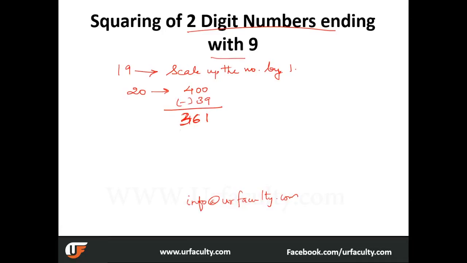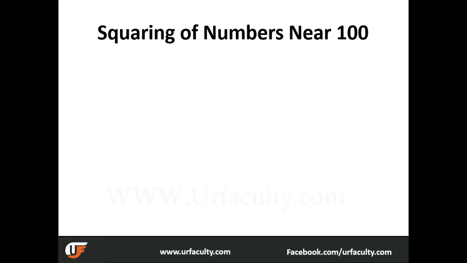So, let's try with another example. 29 square. Now first step is to make it 30. So 30 square is what? 900. And adding 29 and 30, what do you get? You get 59. Now the next step is to subtract 59 from 900, and that's very simple. You need to basically make it 841. So this is the technique for squaring of two-digit numbers ending with 9. We are going to share more shortcuts.